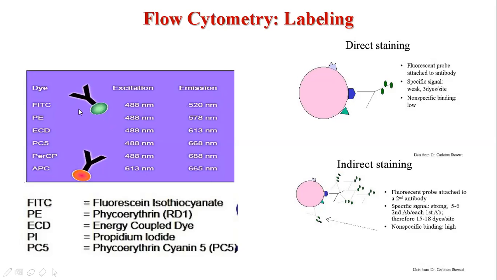So mostly the red one and the green one are used, along with the blue one. Blue one is DAPI, that is to stain the nucleus only, but mostly to target the antigen, whether intracellular or on the surface. So we have to add the fluorophore tagged with antibody, and the fluorophores mostly used are fluorescein isothiocyanate and rhodamine or else phycoerythrin, phycocyanin.